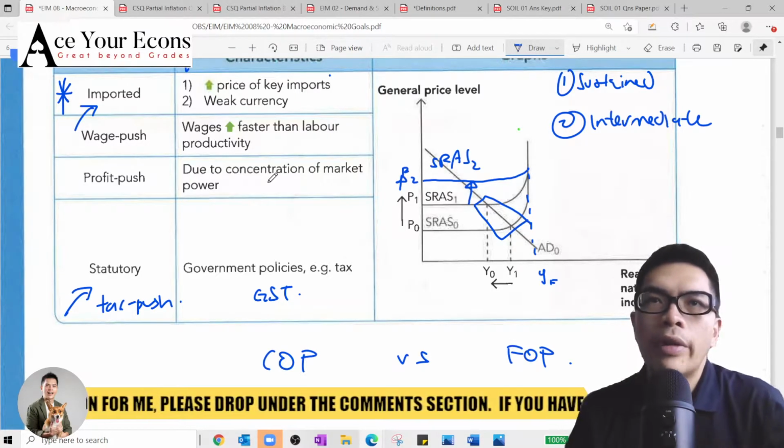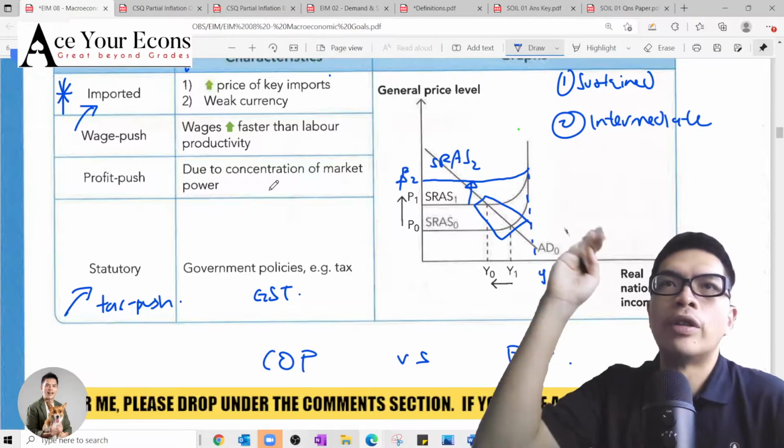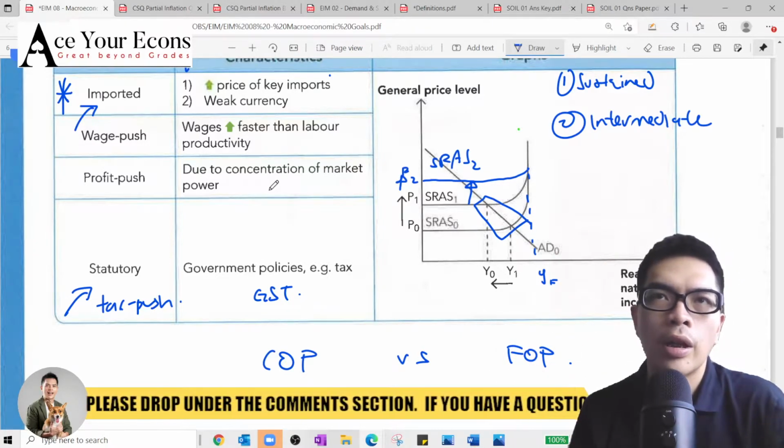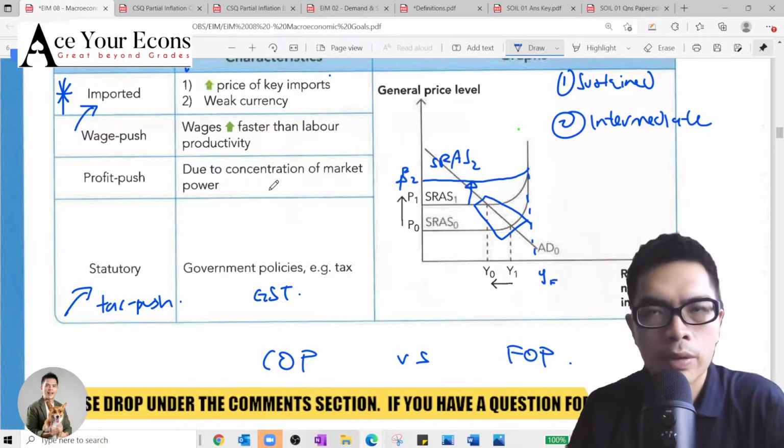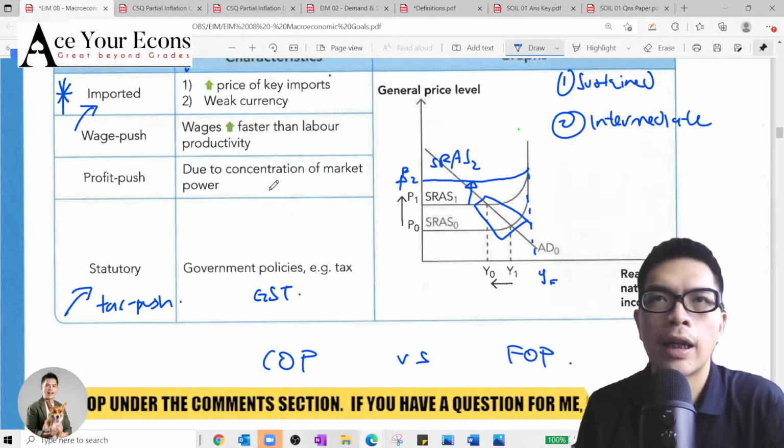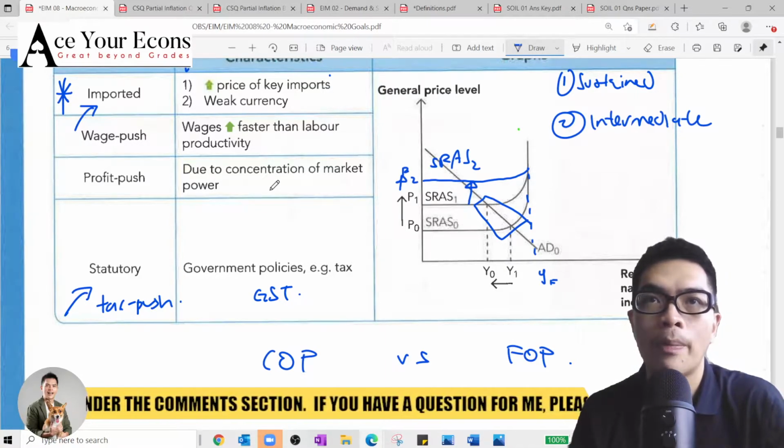For the rest of them, you realize that your school notes will have different forms of cost push inflation. Some of them will be the same as the book, some of them will not. It doesn't matter. If there's anything that I can help with, just ping me, especially for my students.